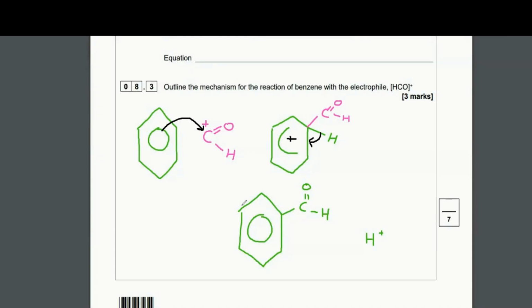So there we go. That's your mechanism for the reaction of benzene with an electrophile. And you get 3 marks for that. Super.